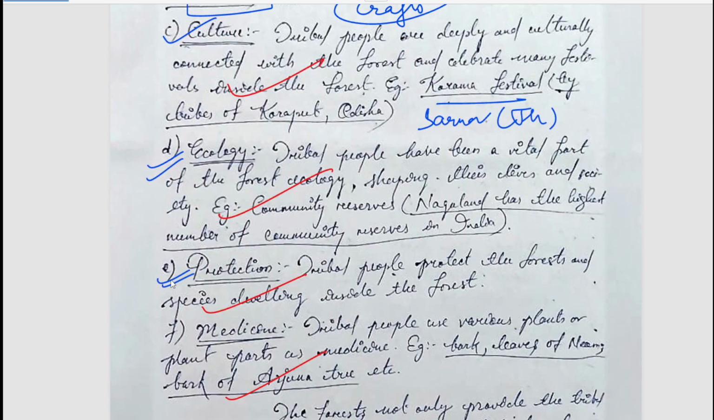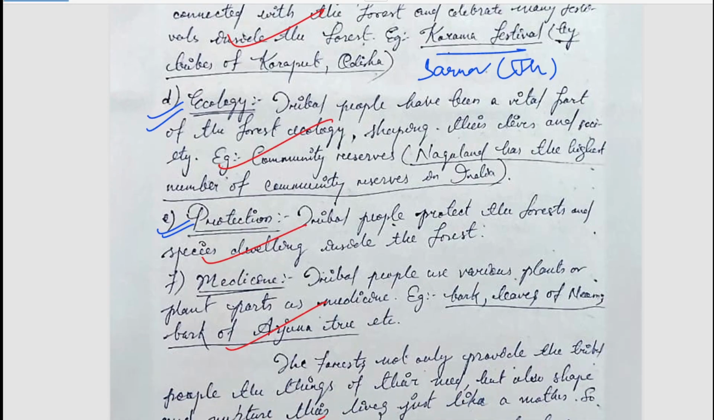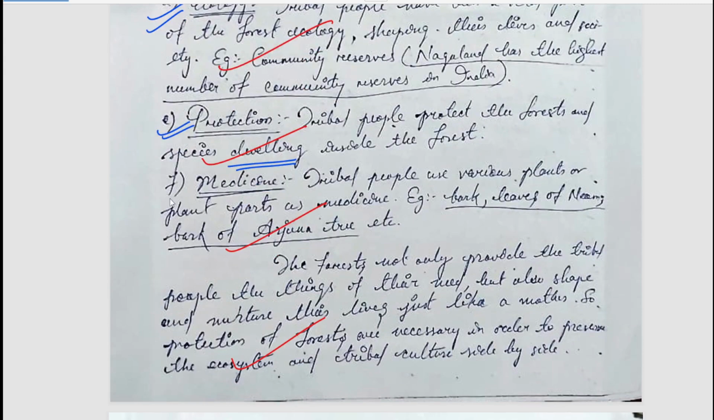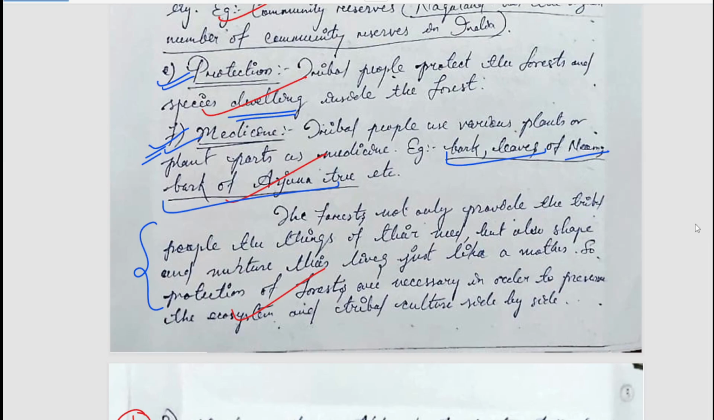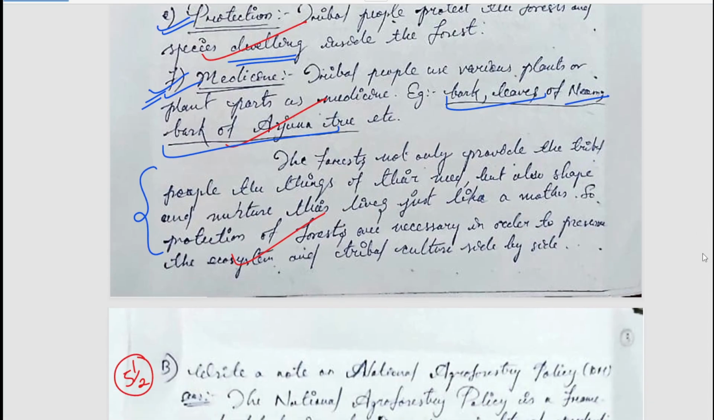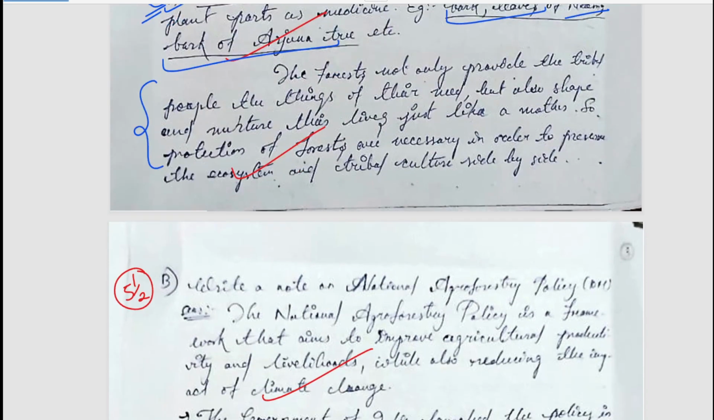They provide protection. Forests provide protection to these forest dwelling communities. Okay, medicine. These communities also develop medicine from forest resources such as bark of arjun, leaves of neem. So all these things can be very helpful. They make some local medicines which cure various diseases. So this was the first question, and again well concluded. Now let's move to the next question.